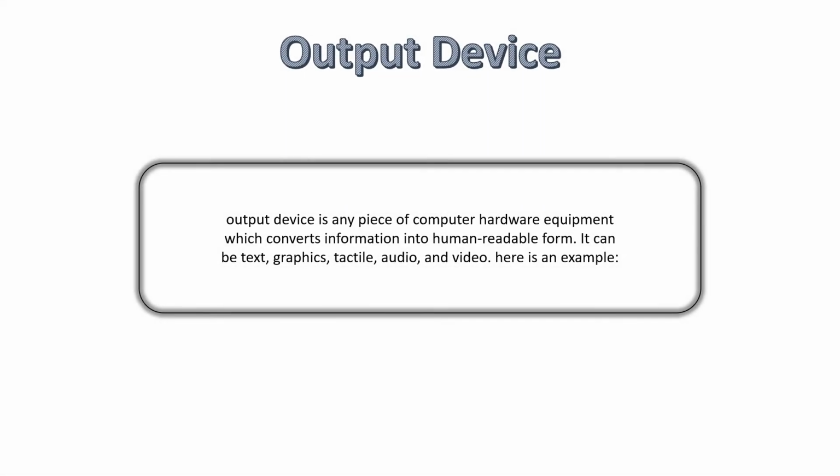Output device is any piece of computer hardware equipment which converts information into human readable form. It can be text, graphic, tactile, audio, and video. Here is an example.